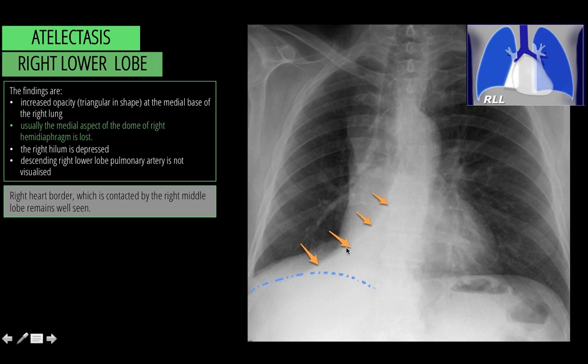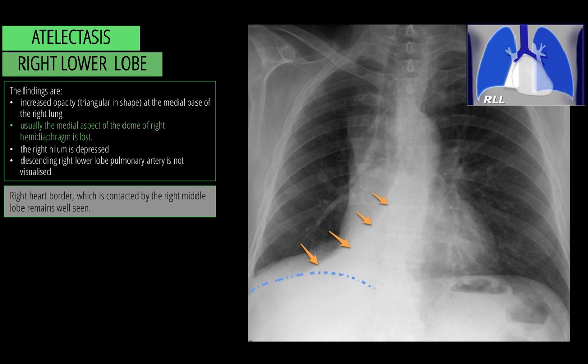So tracing this over here, we can see that the right hemidiaphragmatic outline is lost as indicated by the blue line, and we can see a significant reduction in the volume of the right lung. In contrast, on the left, we can clearly delineate the left cardiophrenic recess or sulcus. However, on the right, we can clearly see that this is not possible.